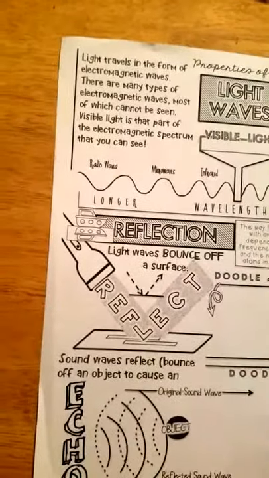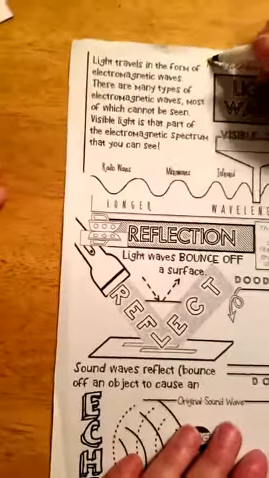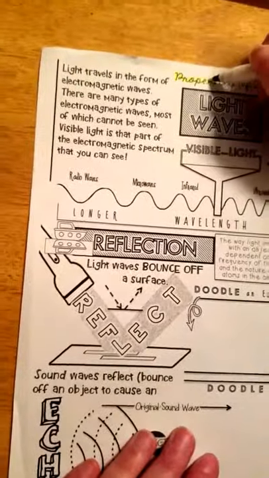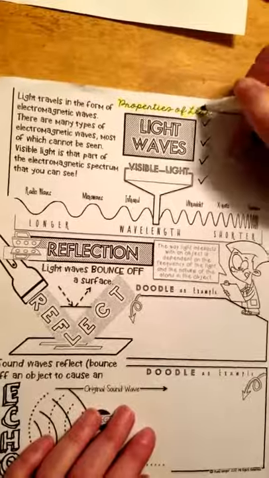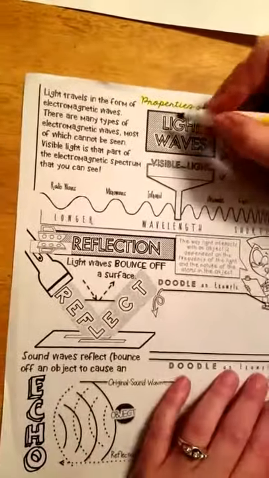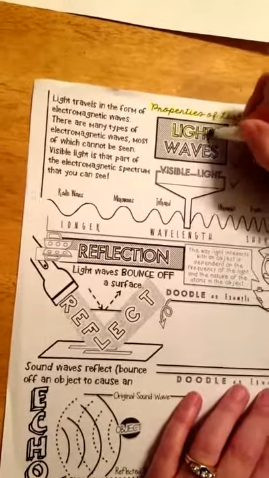So this is your doodle notes for the last standard in the waves unit. This is the properties of light doodle notes. So we're going to talk kind of like we did with all about the sound waves, but now we're going to talk about light waves. There's a lot of things that are very similar between sound and light.